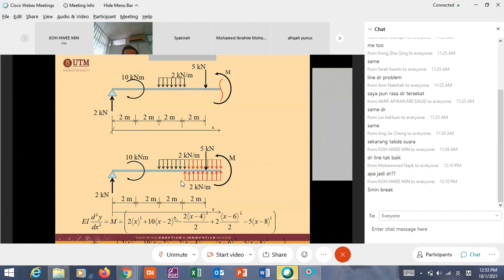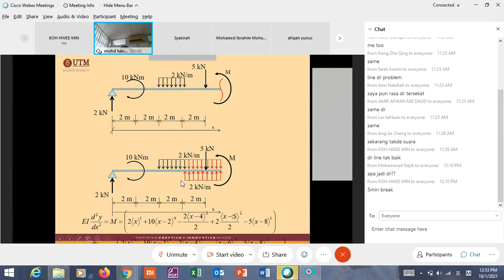If it is force, you put 1. For moment, you put 0. Therefore, if you integrate, the value for the integration will be 10x minus 2. That's why you put it 0. This one, what is 2? 2 is the uniformly distributed load, but extended to the point. Therefore, x minus 4. This one is 4.